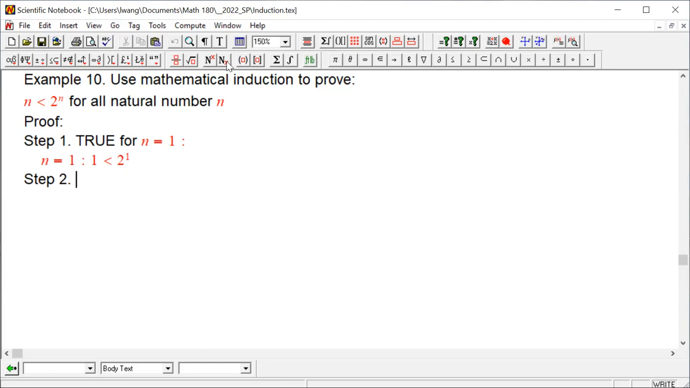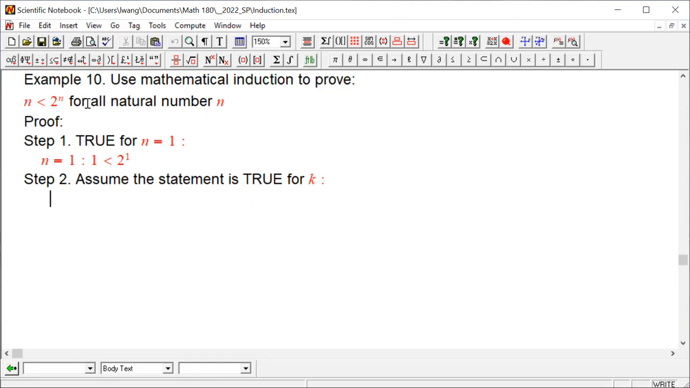Step 2, right? We assume the statement is true for k.